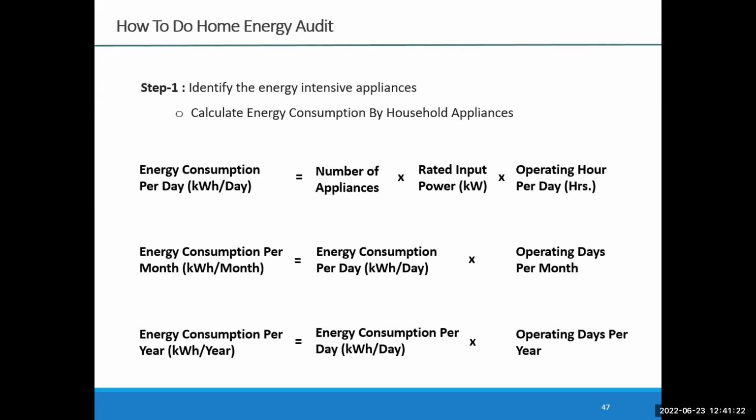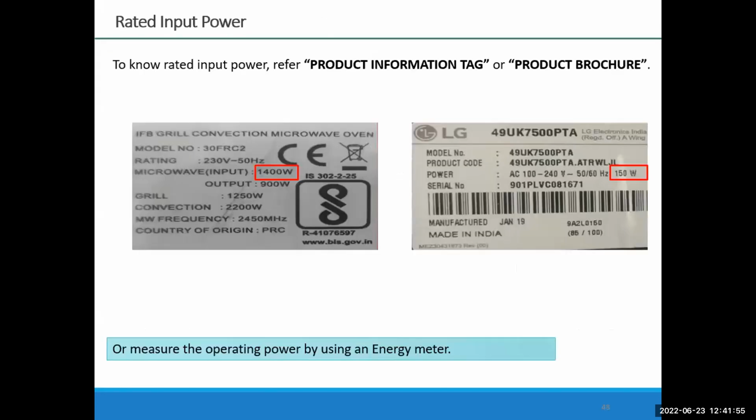So in the first step, we are listing out all the appliances. We are taking the number of appliances for each one, and we are trying to assess the daily energy consumption based on the operating hours. Then we are multiplying with the number of days in a month to get the monthly energy consumption, or the number of days in a year to get the annual energy consumption. That is the first activity we need to carry out while doing a home energy assessment study.